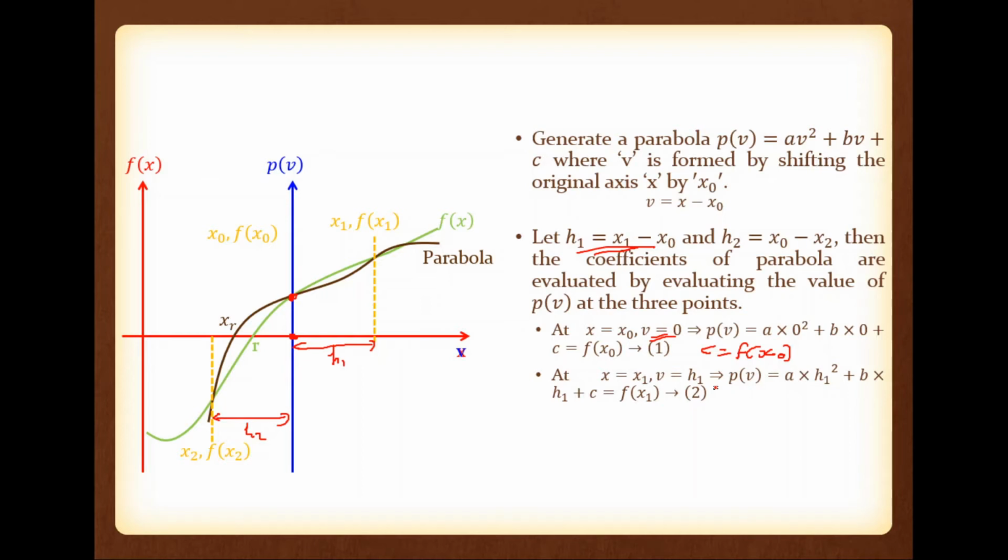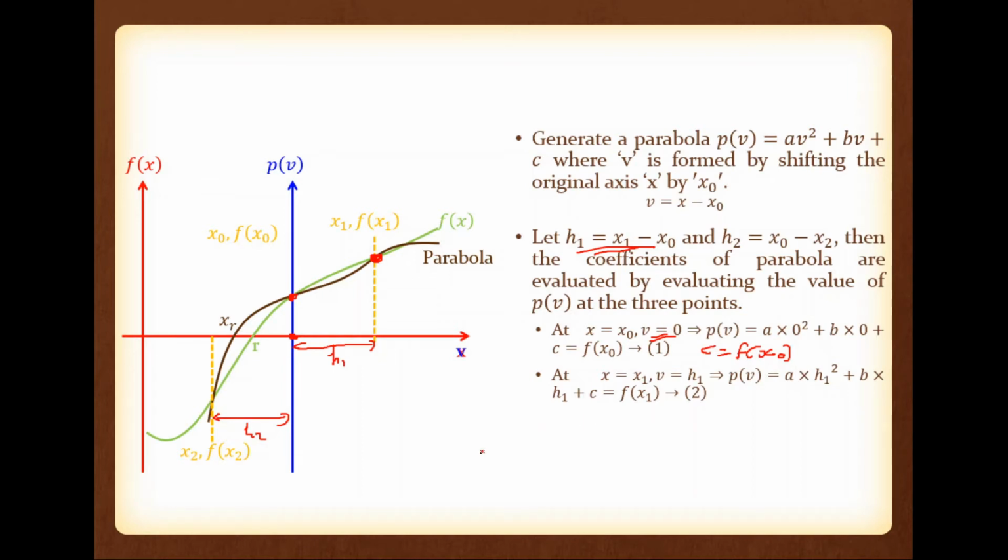P of v is equal to a into h1 square, because v equal to h1. So a into h1 square plus b into h1 plus c. Right? So at x equal to x1, p of v is equal to a h1 square plus b h1 plus c. That is this point, because this is h1, v equal to h1. So this is p of v equal to the value of p of v at h1, and you can see that that is exactly equal to f of x1. So at x equal to x1, a h1 square plus b h1 plus c is equal to f of x1. Is it okay?